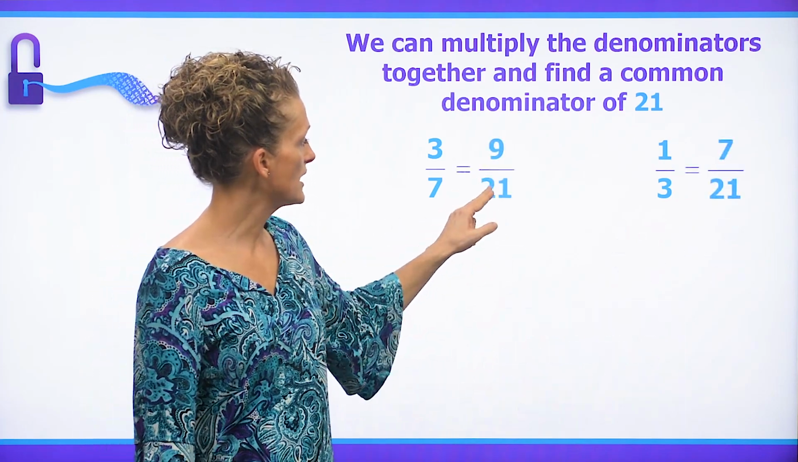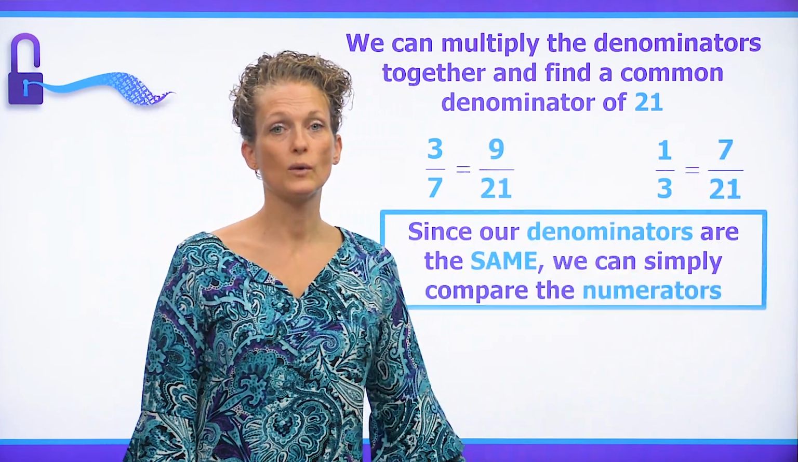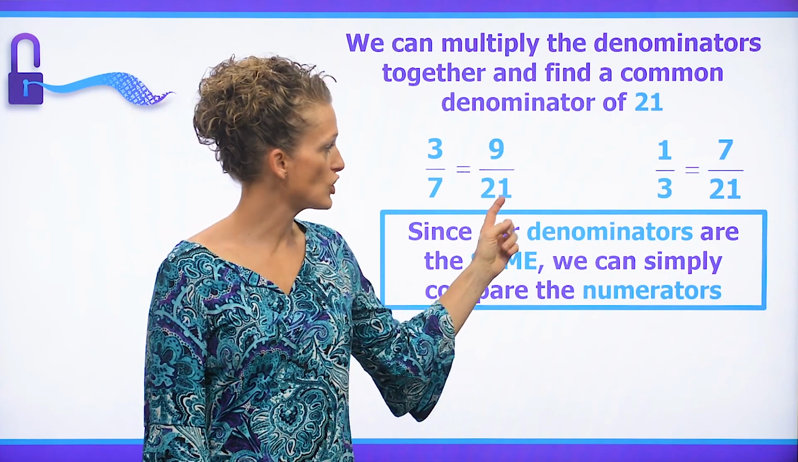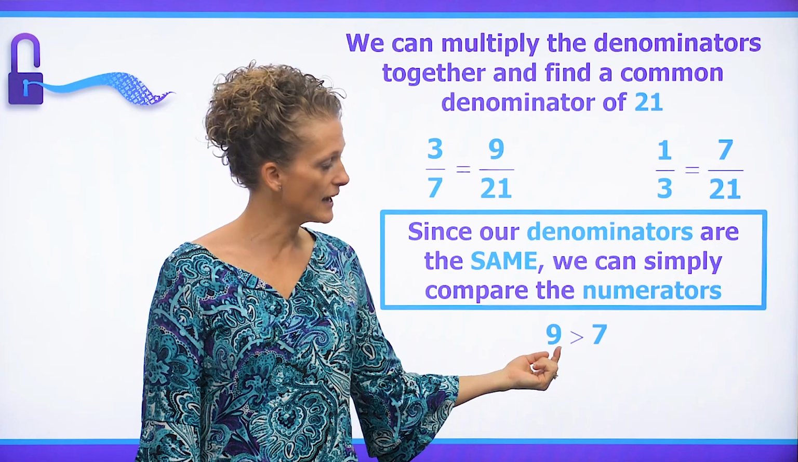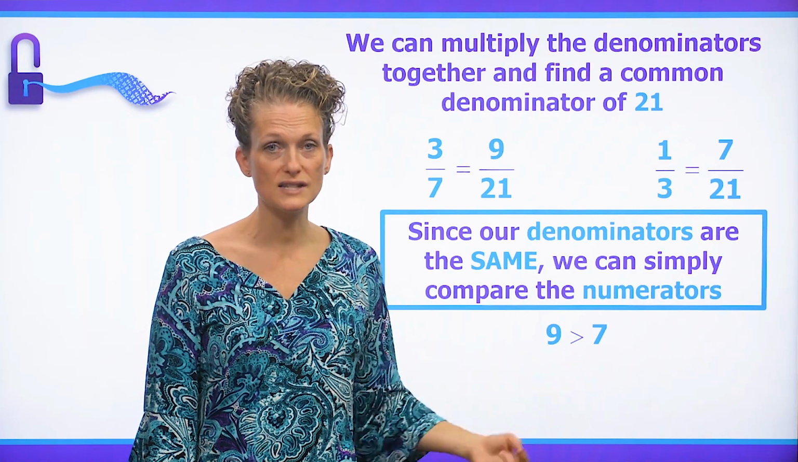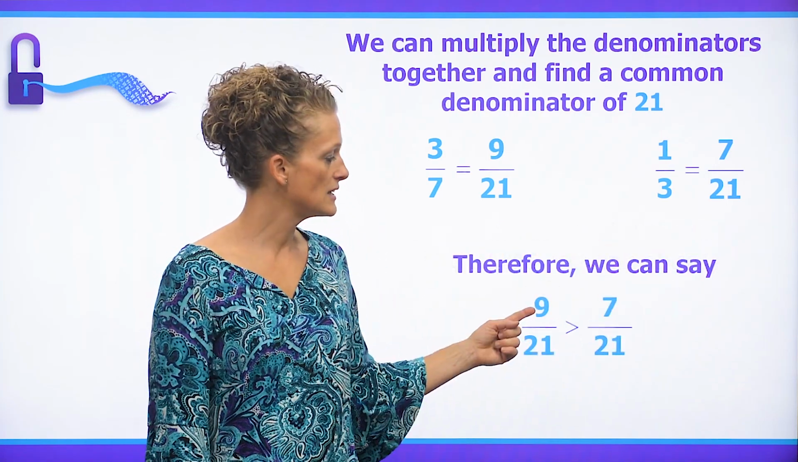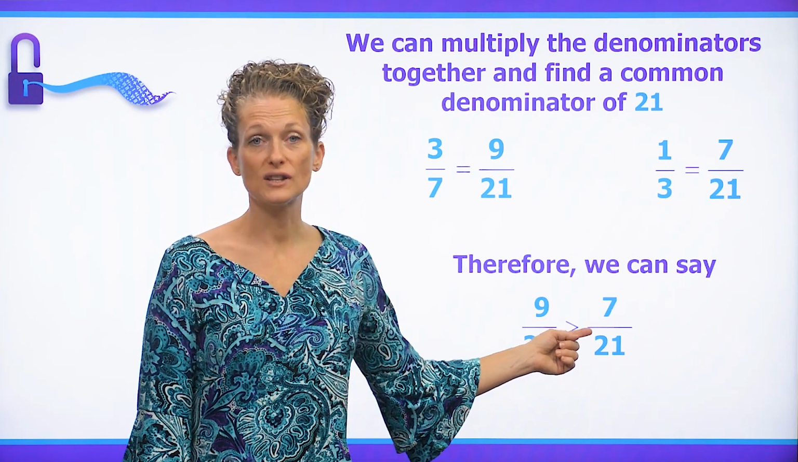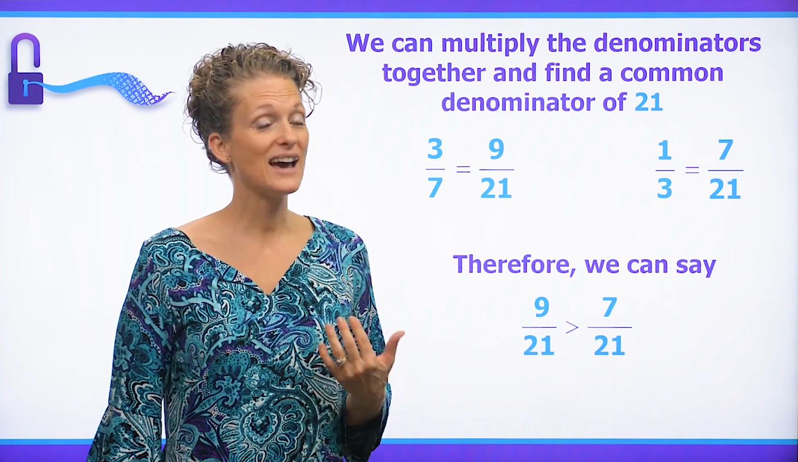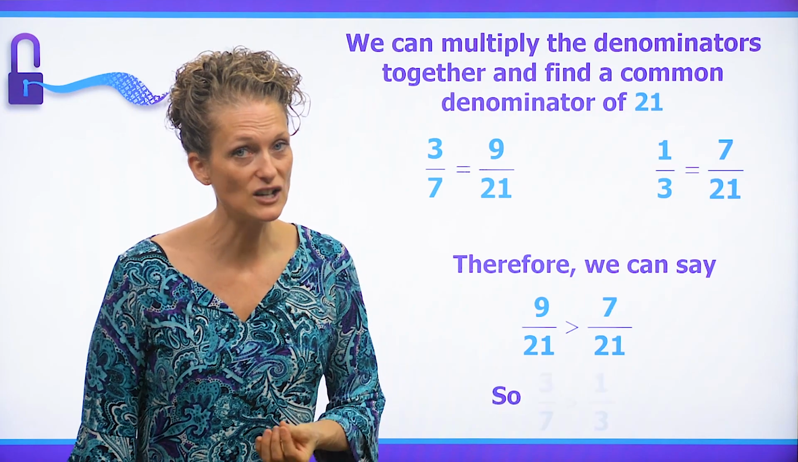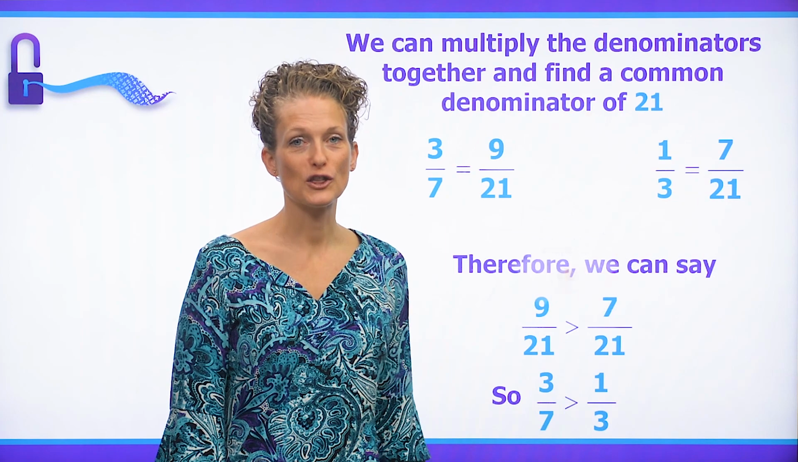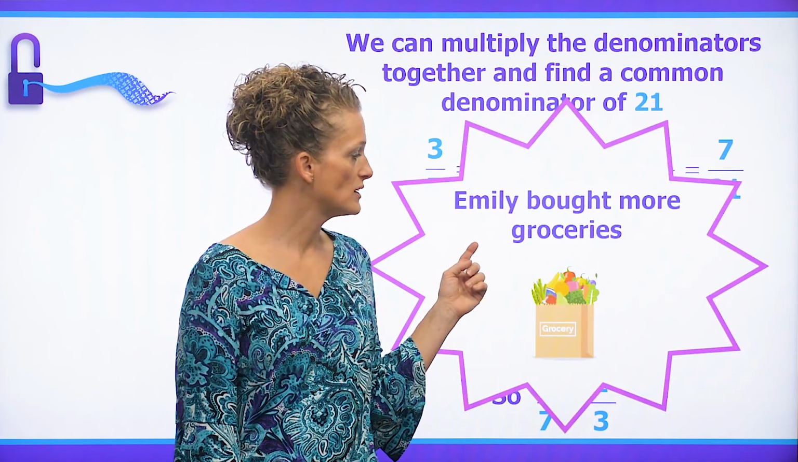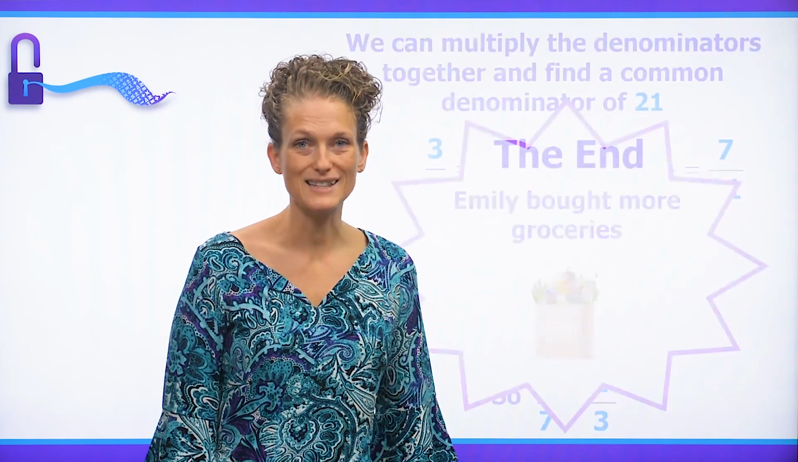So now we've got 9/21 and 7/21. And since the denominators are the same, we can simply compare the numerators. And we know that 9 is greater than 7, which tells us that 9/21 is greater than 7/21. And that tells us, if we go back to the original fractions from the question, 3/7 is greater than 1/3. And so Emily bought more of the items on her list. And that's your lesson on comparing fractions.